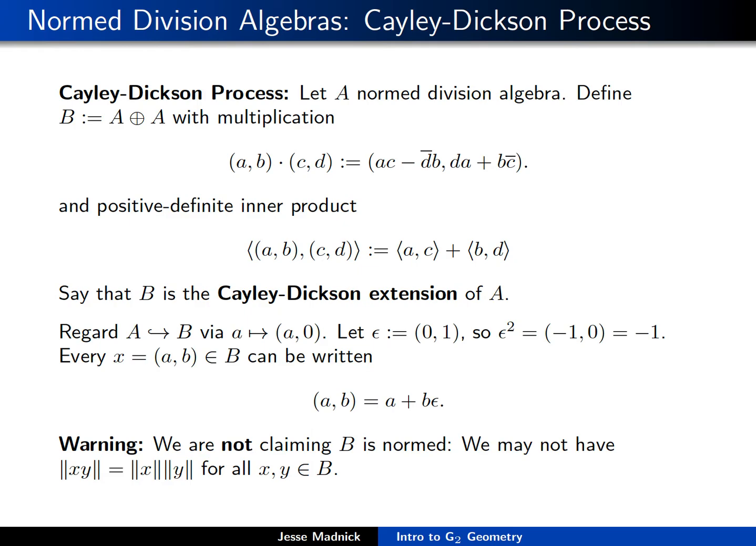Note that we are not claiming yet that B is normed. This is an algebra, and it does have a positive definite inner product, but a priori we're not claiming that the norm actually respects multiplication. Okay, so what is this good for?